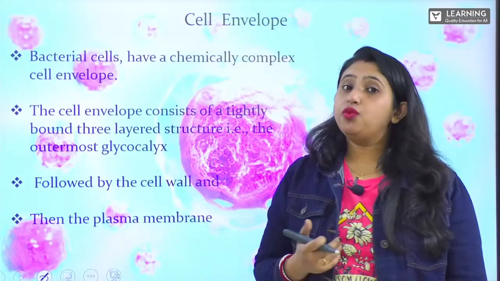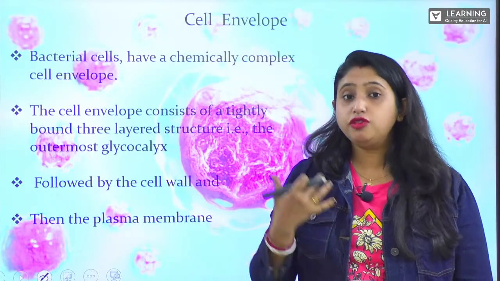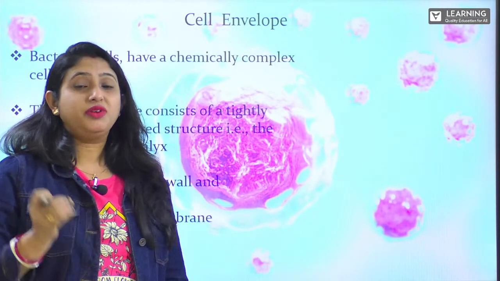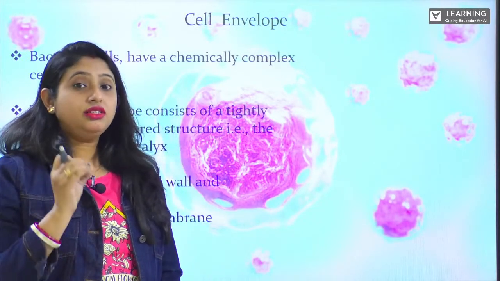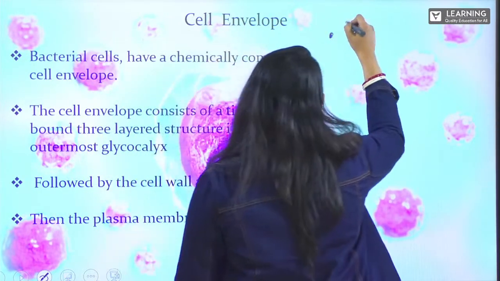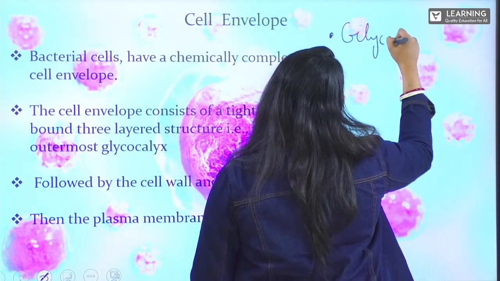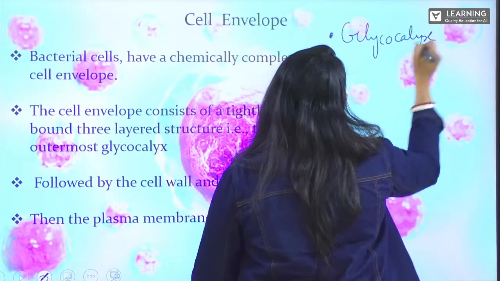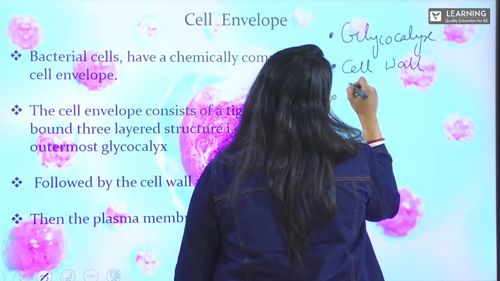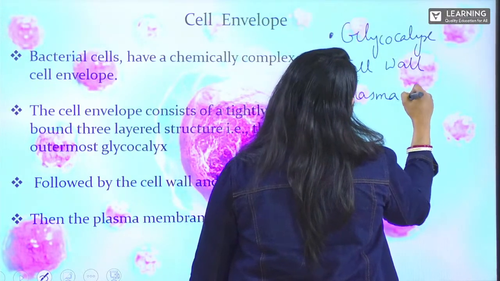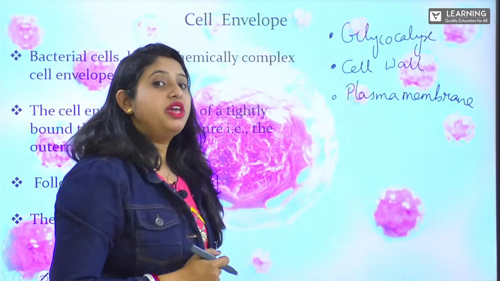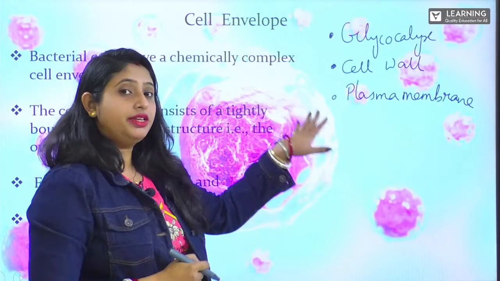The first part, talking about the structure of the bacteria, is the cell envelope, and the cell envelope consists of three things. What are the three things present in the cell envelope? The first is the glycocalyx. The next is the cell wall, and the third is the plasma membrane. All these three components make up the cell envelope of the bacterial cell.